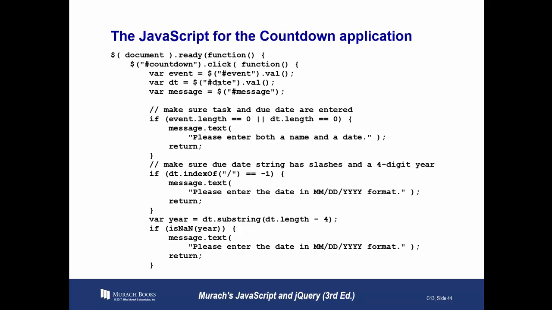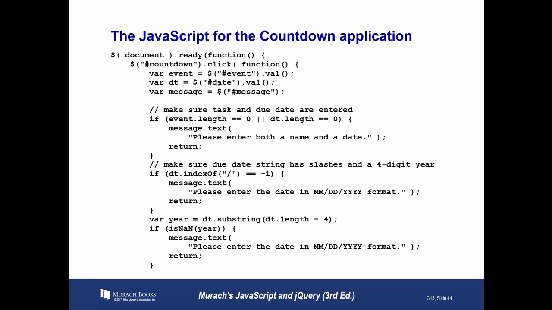The ready function contains just one event handler for the click event of the countdown button. It starts by getting the event name and date that the user keys in. Next, the code starts a series of data validation checks. It checks the length property of the string object to make sure that the user entered something for the event and for the event date. Next, it uses the indexOf method of the string object to make sure that the date has been entered with slashes.